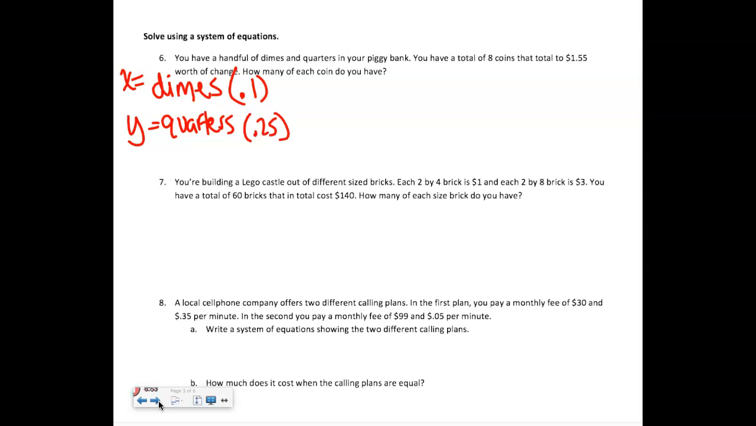Okay. Next, I'm going to write my equations. Reminder, you're going to use each number once. So I'm going to say I have 8 coins altogether. So I'm going to say x plus y equals 8. So we are not going to use the 8 again. The other one's going to be my money equation. So I know my dimes are worth 0.1, so I'm going to say 0.1x. My quarters are worth 0.25, and altogether I have $1.55.